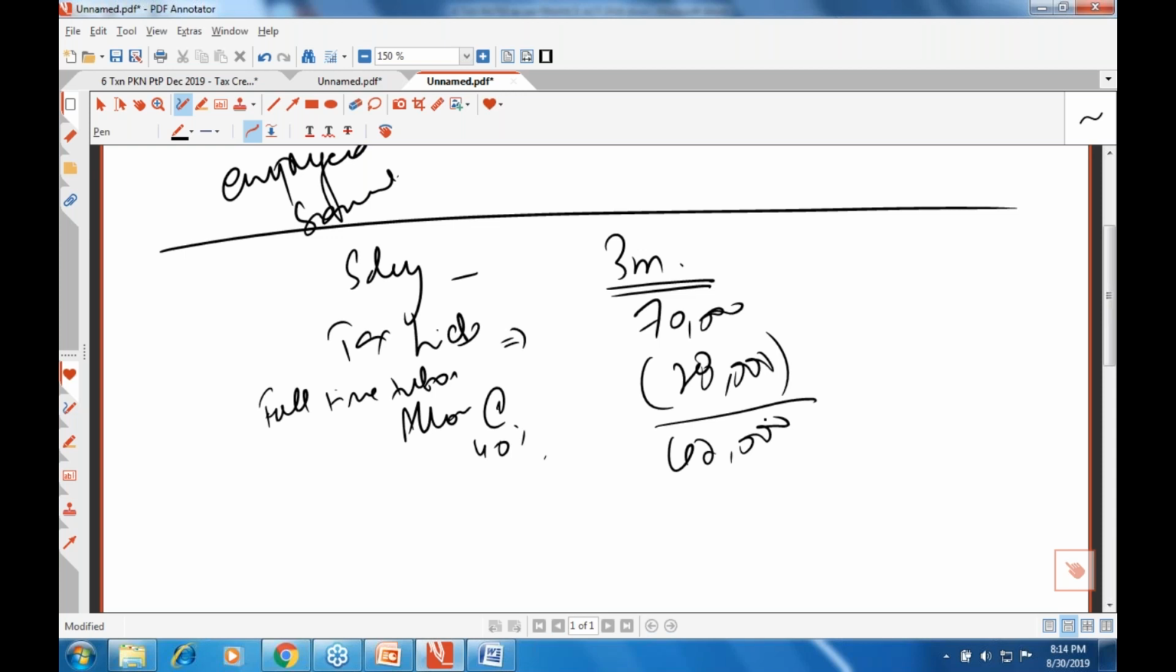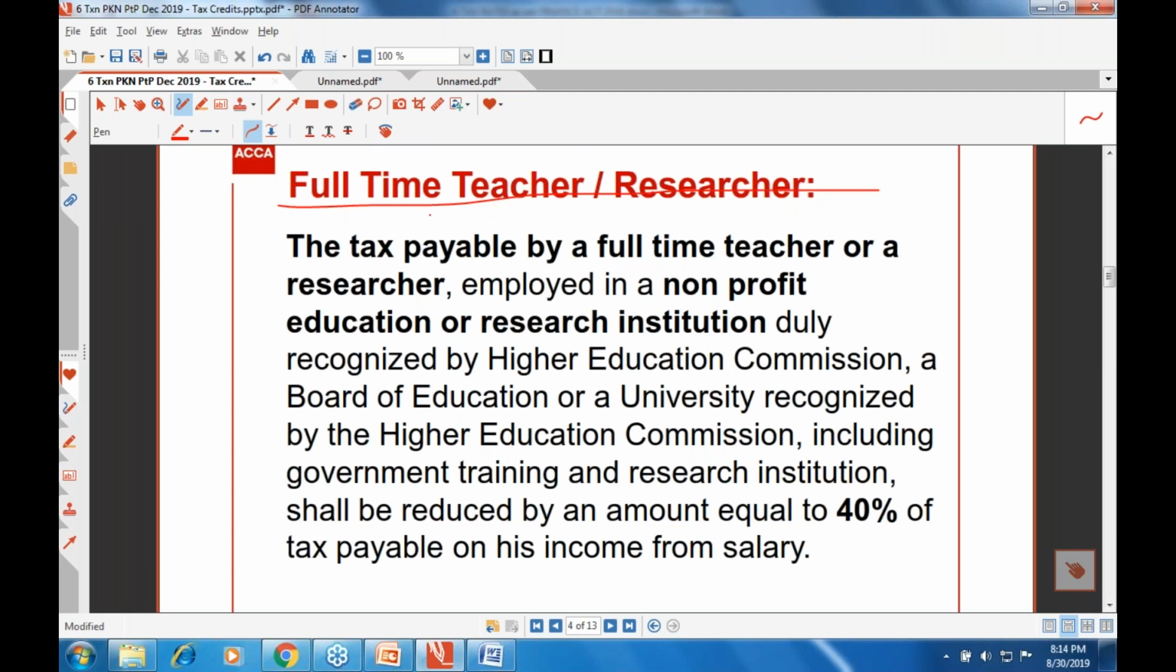Okay, so the next point is who is eligible to get this full-time teacher or researcher allowance. You need to understand this specific thing. It says that tax payable by a full-time teacher or a researcher employed in a non-profit education or research institution duly recognized by Higher Education Commission, a board of education, or a university recognized by the Higher Education Commission, including government training and research institution, shall be reduced by an amount equal to 40% of the tax payable on his income from salary.